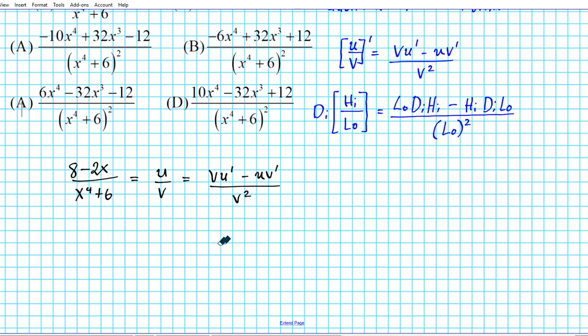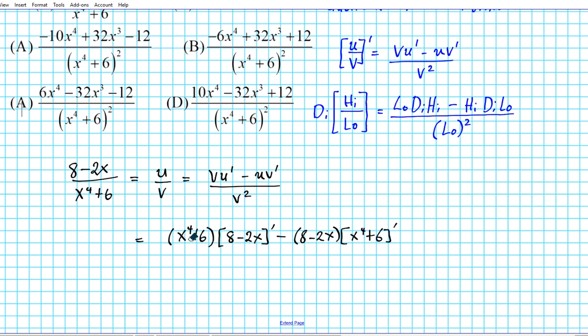Alright, let's apply it. So it's going to become v, which is x to the fourth plus 6, times u prime, which is the derivative of 8 minus 2x. I'm going to show all the intermediate steps so I don't lose anyone. Minus u, which is 8 minus 2x, times v prime, which is the derivative of x to the fourth plus 6.